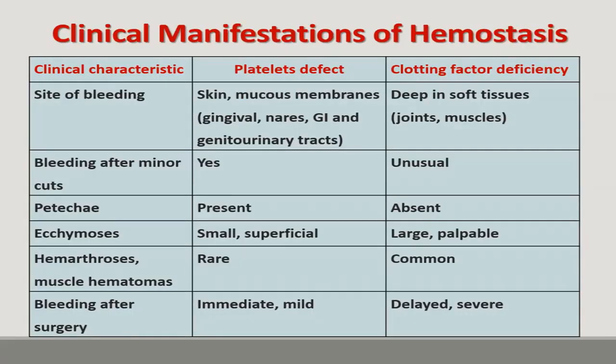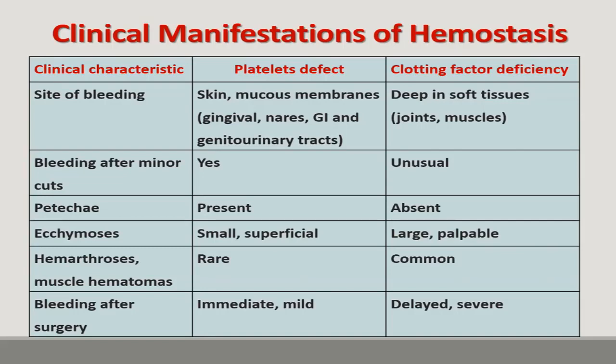In this table, you can see the different clinical manifestation of hemostasis. We have two major groups, the platelet defect and the clotting factor deficiency. Regarding the site of bleeding, in a platelet defect, usually skin, mucous membrane like gingiva, nares, GI, and genitourinary tract, while in a clotting factor defect, it is deep in soft tissue like joint and muscle. Bleeding after minor cut is common in a platelet defect, unusual in a clotting defect. Petechiae are present in a platelet defect, absent in a clotting defect.